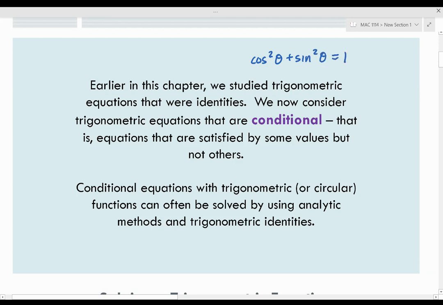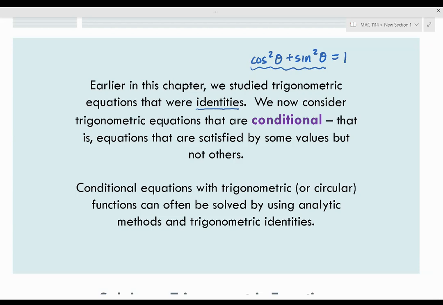Remember, this was considered an identity because the left-hand side and the right-hand side were equivalent. Anytime you saw this, you could replace it with 1. Anytime you saw 1, you could replace it with the left-hand side. They were equivalent. Those were identities. Now, in this section, we're going to start looking at conditional equations. Conditional equations are only true for specific values, so they're not always true.